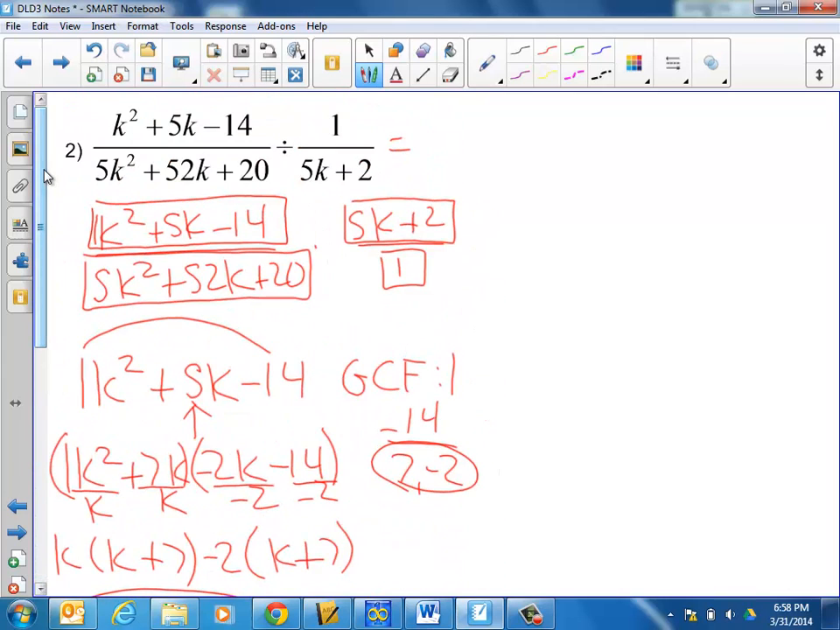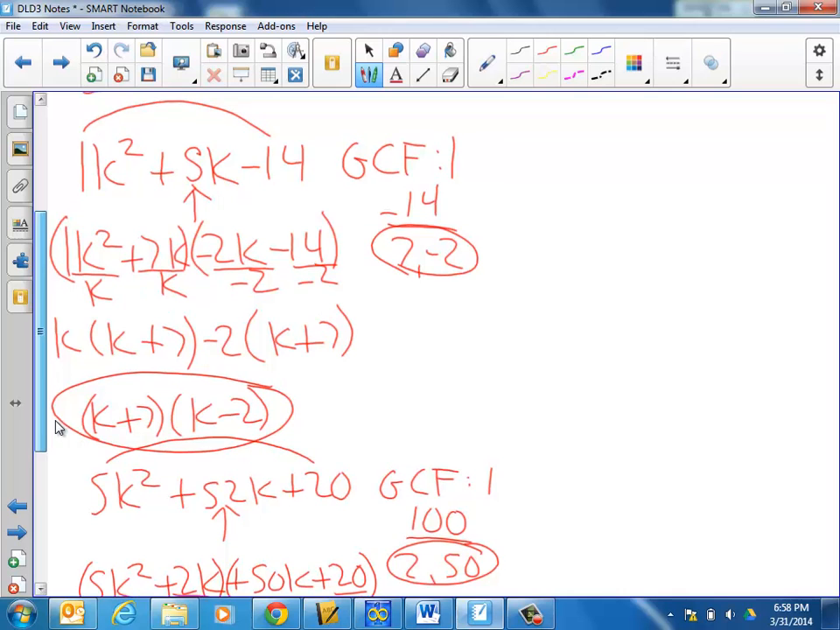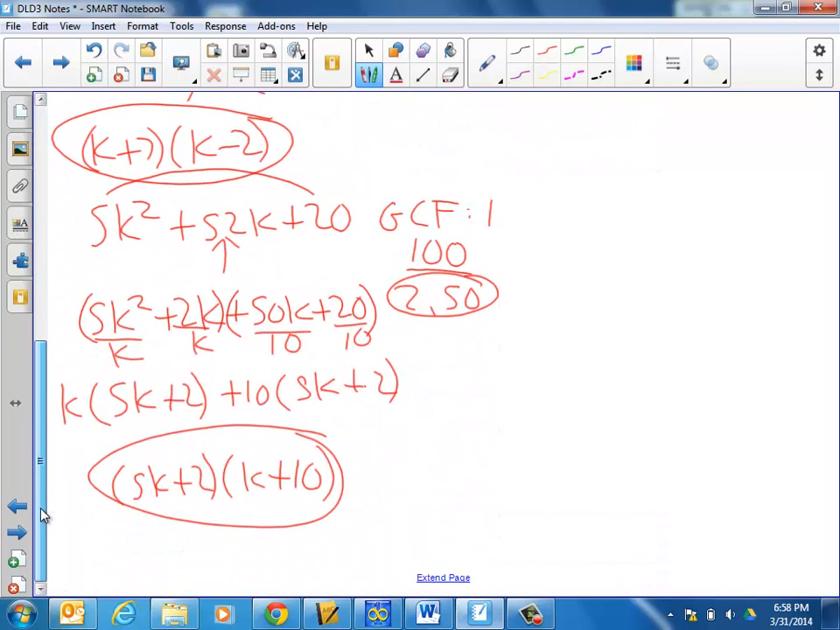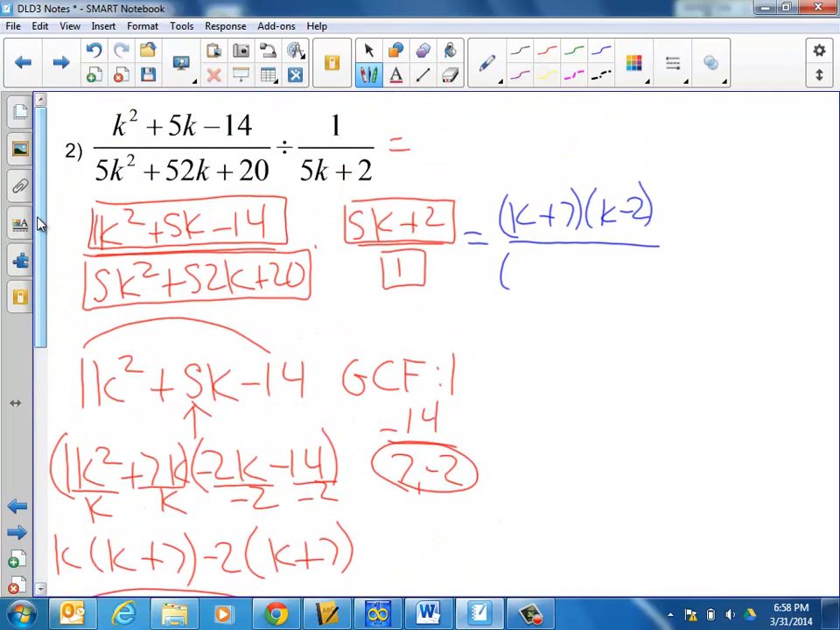We're circling it because we also need that when we rewrite that first fraction here. So in blue, we're getting close to our answer. The first numerator here we're going to rewrite as k plus 7 times k minus 2. The first denominator we're going to rewrite as the factored version, 5k plus 2 times k plus 10. I think that was k plus 10. Let me double check. Yeah, k plus 10. All right, times 5k plus 2 in the second fraction, all over a lonely 1.